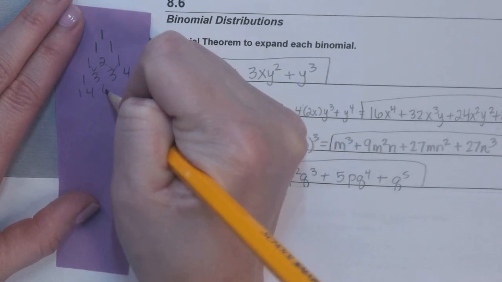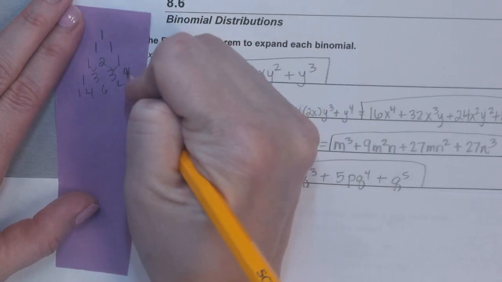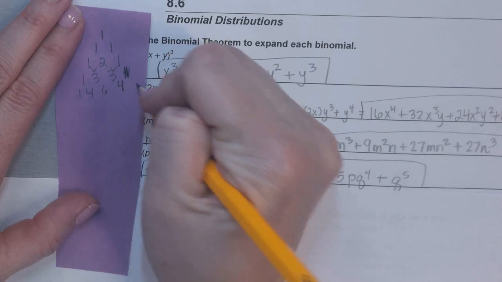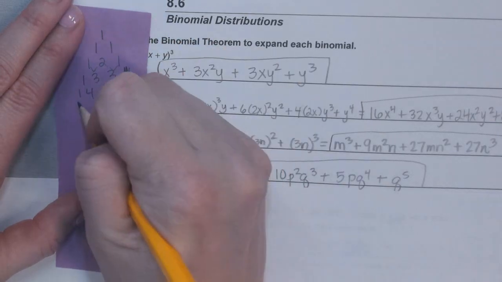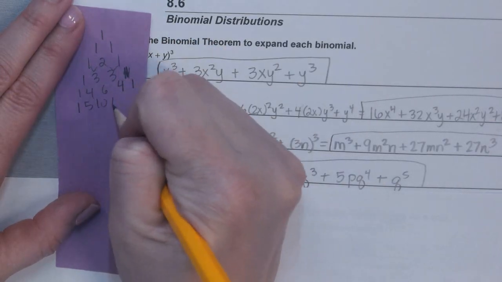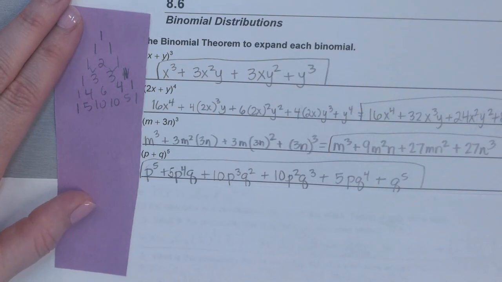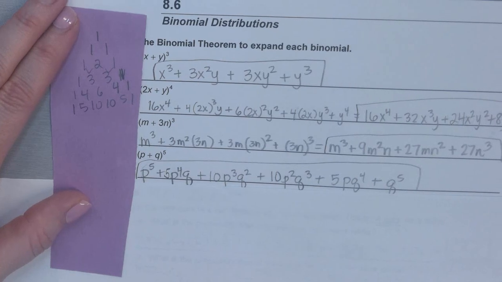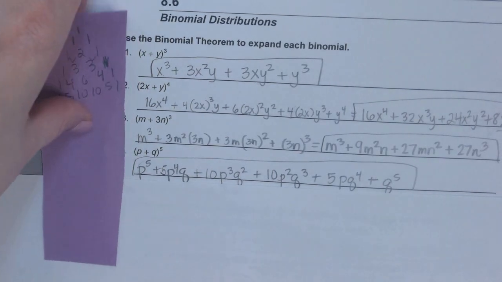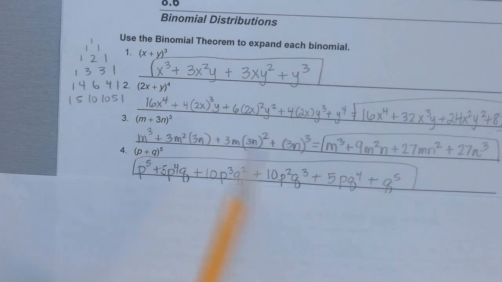Then 1, 4, 6, 4, 1, and 1, 5, 10, 10, 5, 1. I was getting ahead of myself. As long as you know up to 5, that should be sufficient. So these are your coefficients. All right, so the binomial theorem, you're using the coefficients.